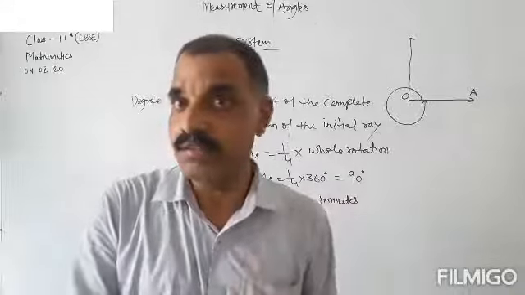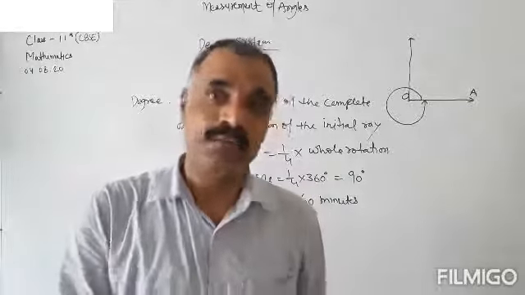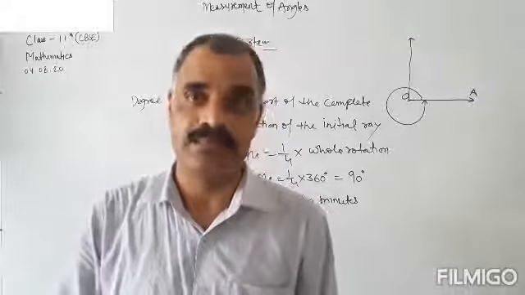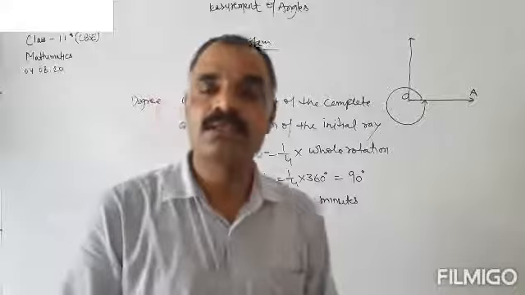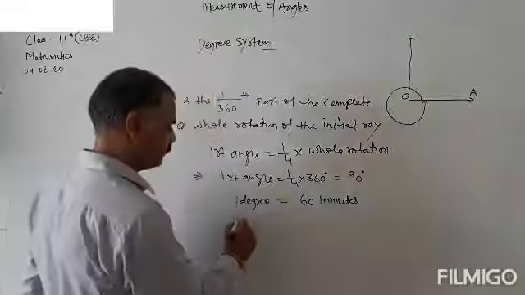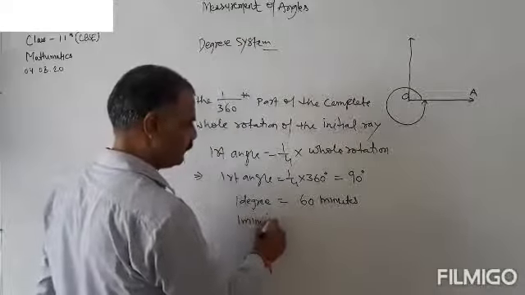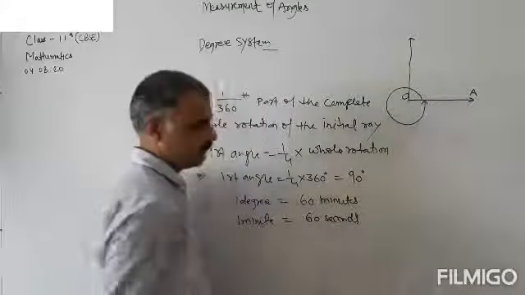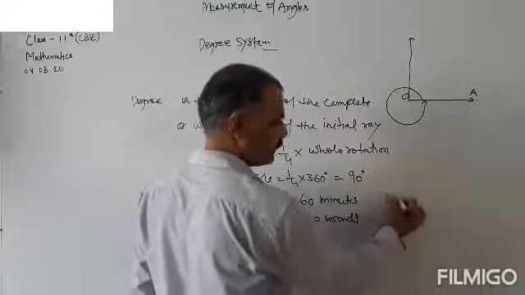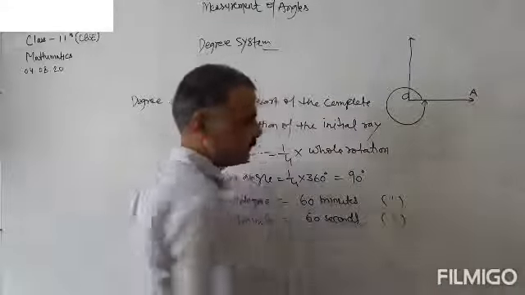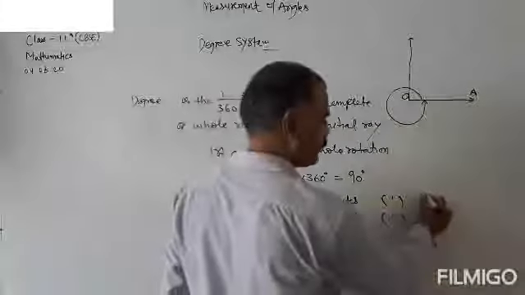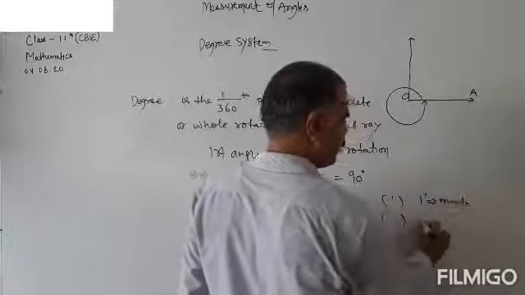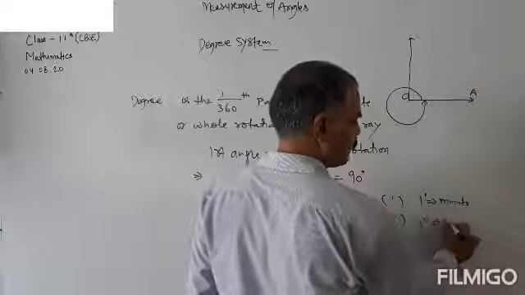Each minute is divided into 60 equal parts, and each part is said to be a second. So 1 minute is equal to 60 seconds. A minute is denoted with one symbol and a second with another. This is read as 1 minute, and this is read as 1 second.